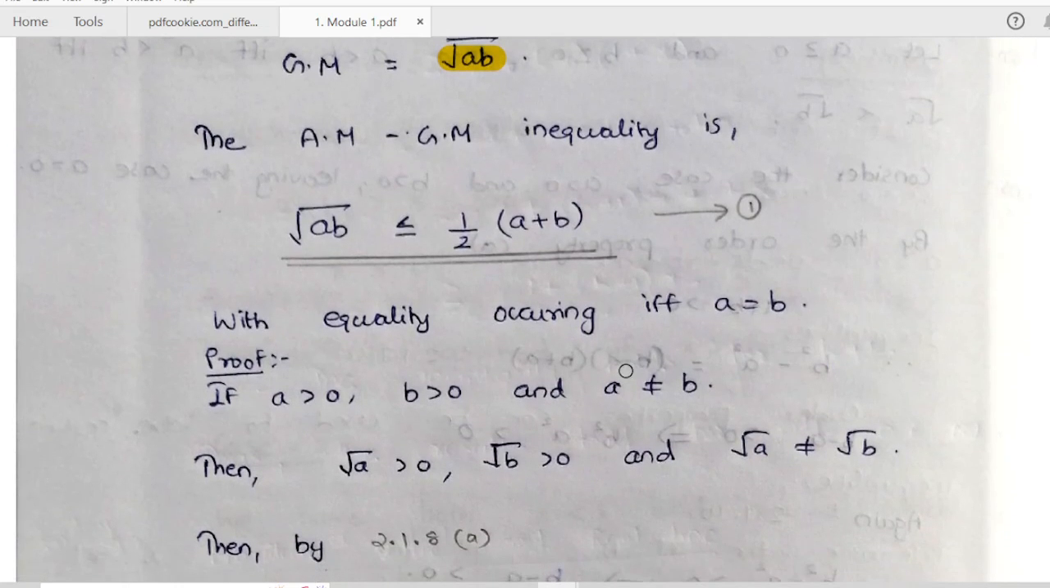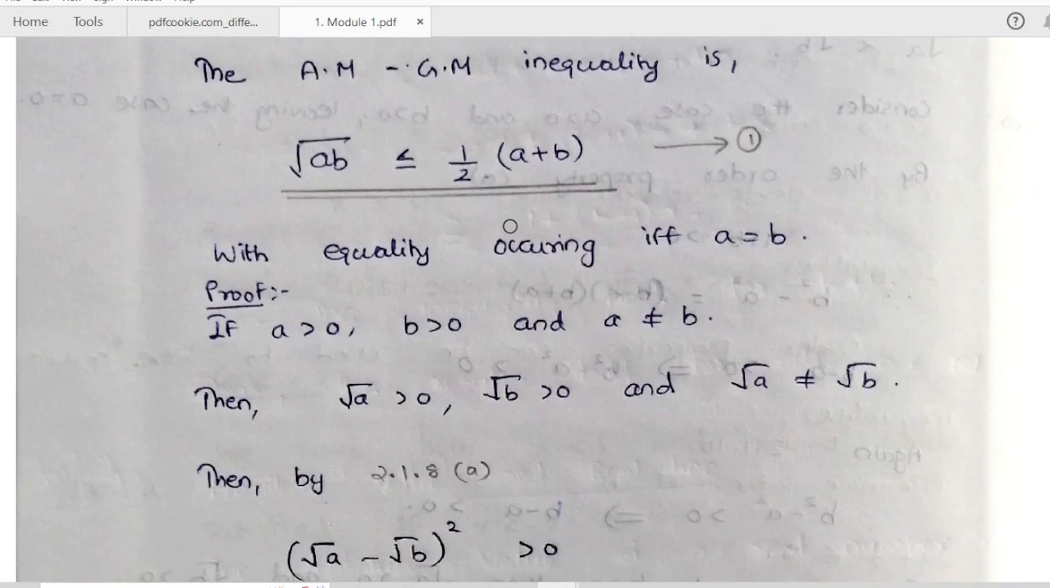With equality occurring, എയും ബിയും ഈക്വൽ ആണെങ്കിൽ മാത്രമേ ഇതിൻ്റെ ഇടയ്ക്ക് ഈക്വൽ വരും. റൂട്ട് ഓഫ് എ ബി ഇസ് ഈക്വൽ ടു ഹാഫ് എ പ്ലസ് ബി. അതായത് എയും ബി ഈക്വൽ എന്ന് പറയുമ്പോൾ എന്താ വരുന്നത്? റൂട്ട് ഓഫ് എ സ്ക്വയർ, ദാറ്റ് ഈസ് എ. ഇവിടെ എയും ബി ഈക്വൽ ആണെങ്കിൽ എ വരും. So here let us see the proof.